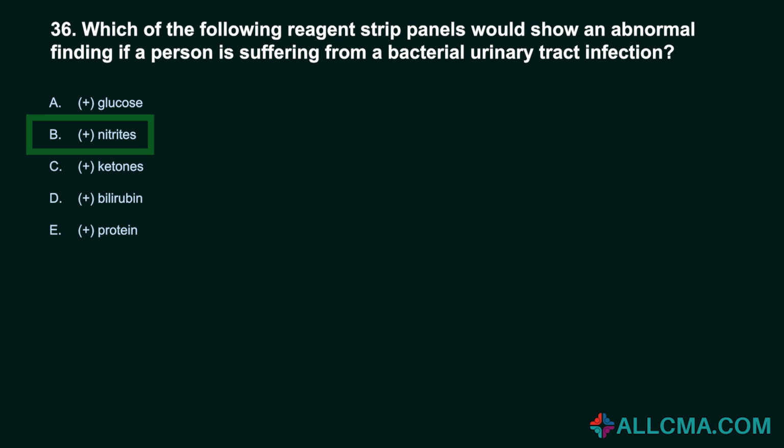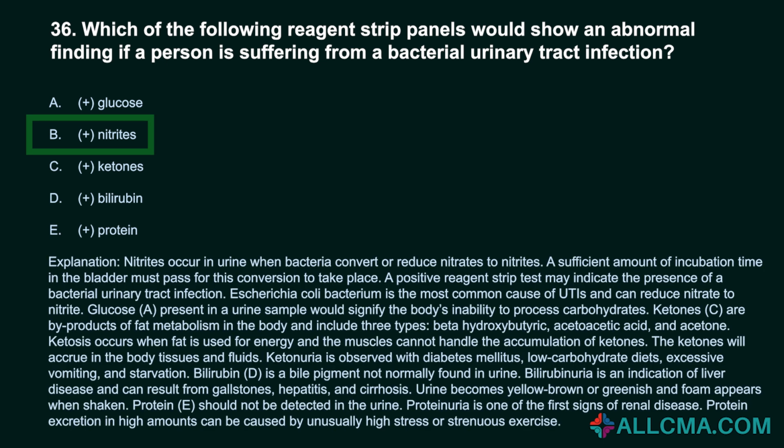Plus nitrites. Nitrites occur in urine when bacteria convert or reduce nitrates to nitrites. A sufficient amount of incubation time in the bladder must pass for this conversion to take place. A positive reagent strip test may indicate the presence of a bacterial urinary tract infection. Escherichia coli bacterium is the most common cause of UTIs and can reduce nitrate to nitrite. Glucose present in a urine sample would signify the body's inability to process carbohydrates.